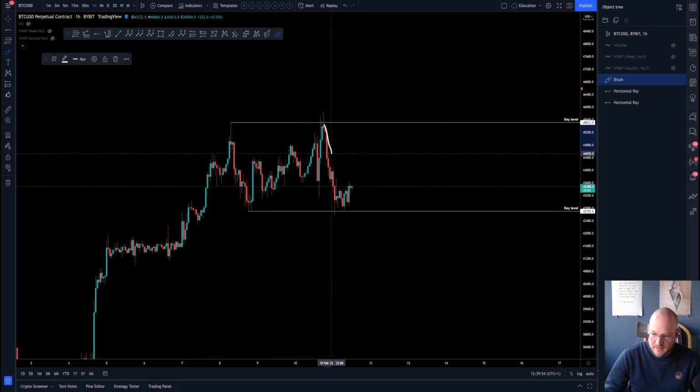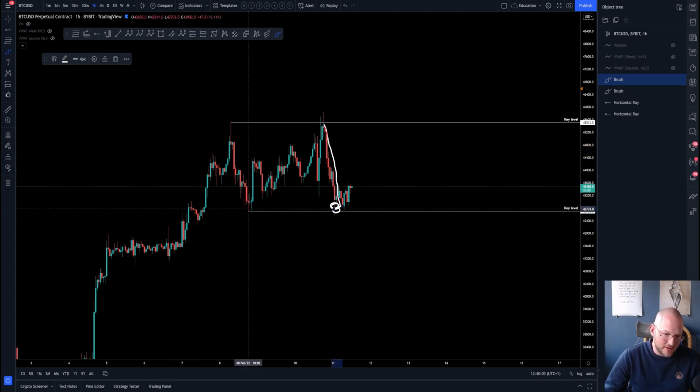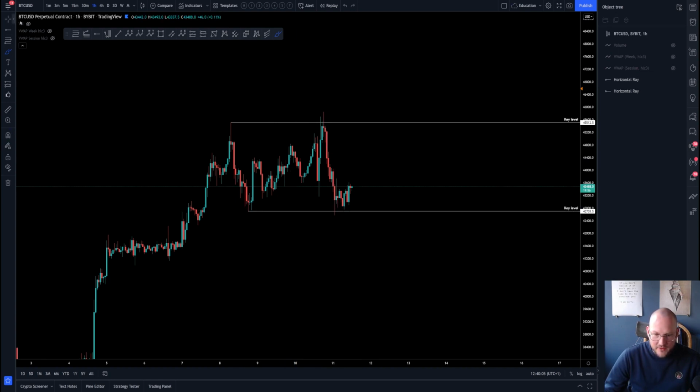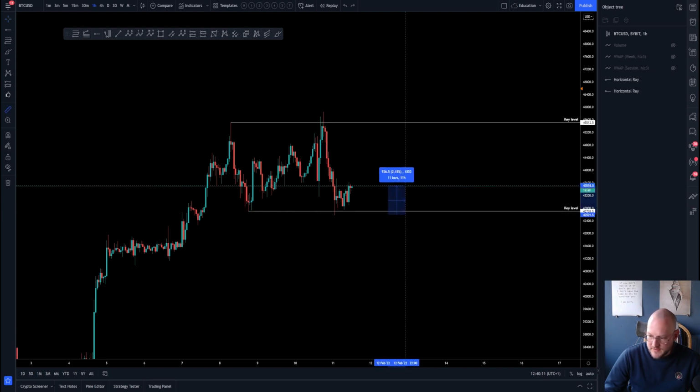Only to go to bed, letting this short run till its final target, only to flip into a long trade at the key level that I've also marked out at the same time. And now from there on out, we have bounced once again, basically 2% almost. Or actually more than 2%. So all in all, great moves to be had if you know what you're doing.